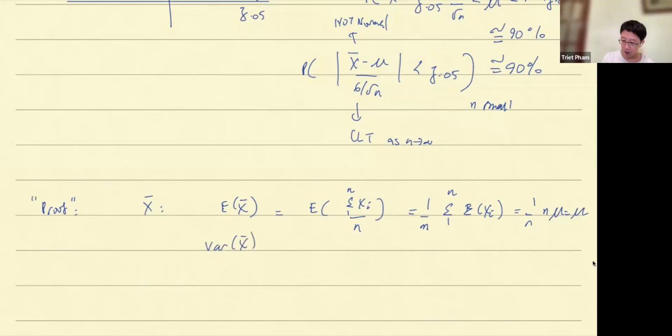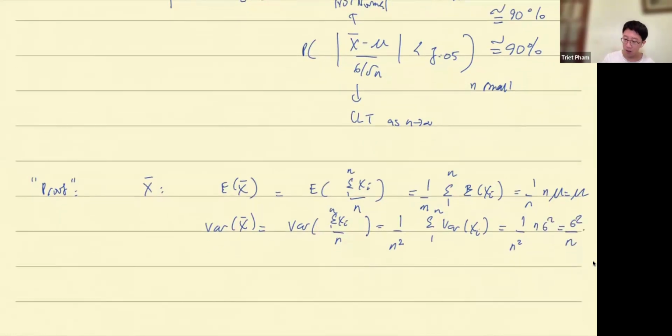And the variance of X bar is the variance of the sum, which is 1 over n squared times the sum of the variances. The reason why we can do this without the covariance terms is because the xi are independent. So this will be 1 over n squared times n sigma squared, which is sigma squared over n. And so you see that the expectation of X bar stays constant, but the variance of X bar converges to 0 as n goes to infinity.